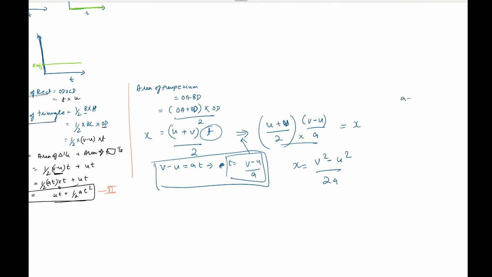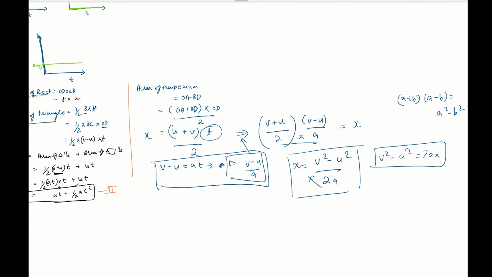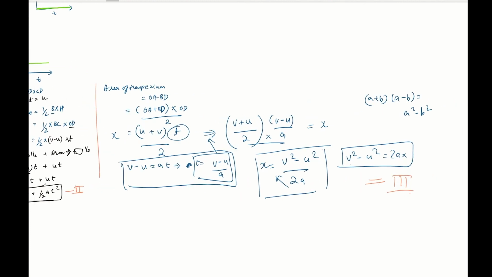So using the formula of a plus b times a minus b is equal to a square minus b square, you get v square minus u square equal to 2as, all right? So that is 2ax, right? So you take this over here, you get v square minus u square equal to 2ax, right? So this is the third kinematics equation, all right? There is another way of deriving it, which we will look at.